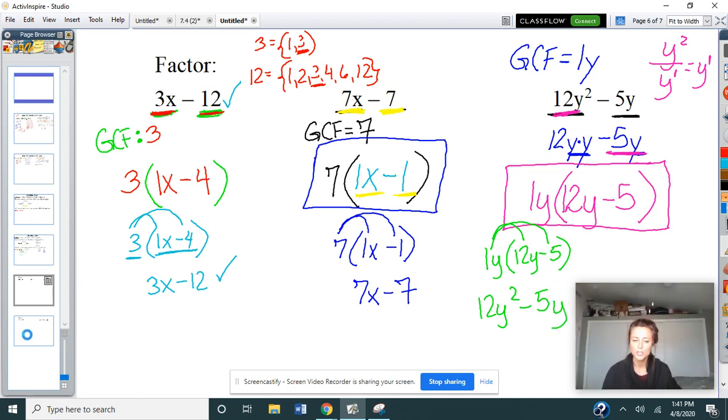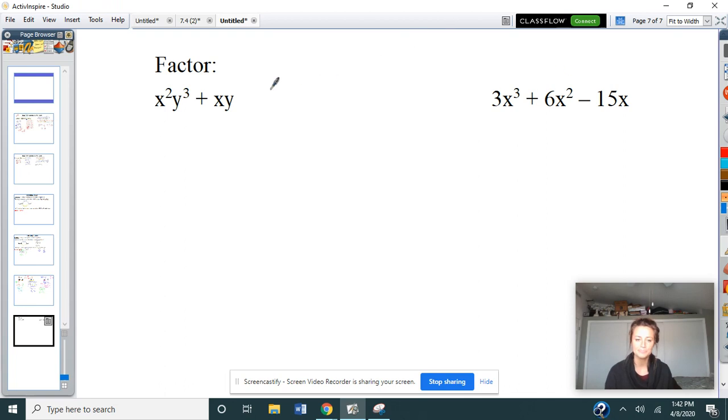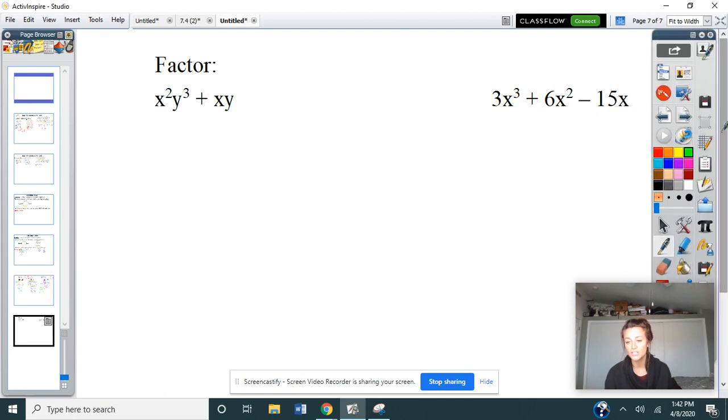All right, I'm going to do 2 more with some variables, because I'm sure you're thinking, I have no idea. So maybe you're still really confused. So we're going to try this one. We're factoring out the GCF. Now this one has no numbers. You can put a little 1 there, but you don't have to. There's an automatic 1.